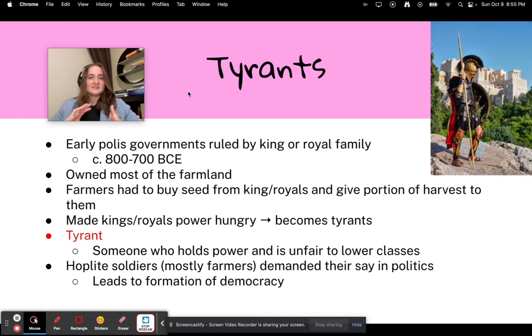And this control over the land made a lot of kings and royals really power hungry. Okay, so they wanted control of everything. So they became tyrants. A tyrant is someone who holds power and is unfair to any lower class below them. So hoplite soldiers, like we talked about before, are mostly farmers. They demanded their say in politics. They're like, hey, we're the ones out in the front line battling these other city states, we better have a say in what politics and military action goes on. Long story short, they do succeed, and this leads to the formation of democracy.